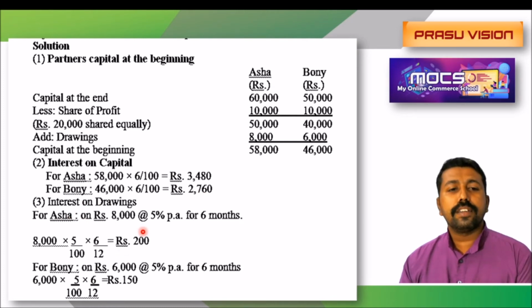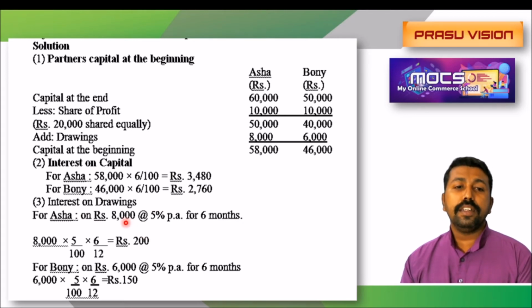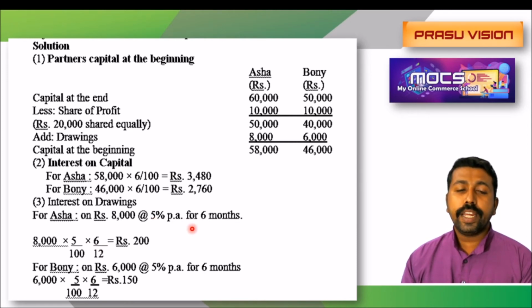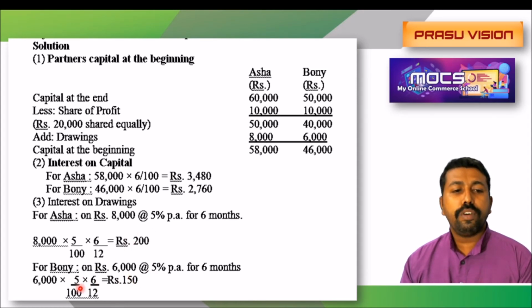Also, we have to find out interest on drawings. Asha's drawings for the year are 8,000 into 5 by 100 into 6 by 12. Why are we taking 6 for 6 months? The date of drawing is not given, so the average period will be 6 by 12. The date of drawing is not given and the interest of 5% per annum is given, so we have to take the average period as 6 by 12. So 8,000 into 5 by 100 into 6 by 12 gives 200. Bonnie's is 6,000 into 5 by 100 into 6 by 12, so we will get rupees 150 as the interest on drawings.